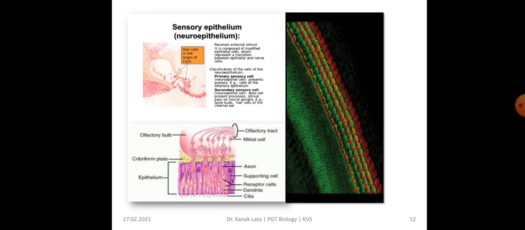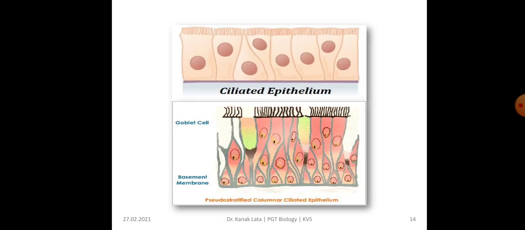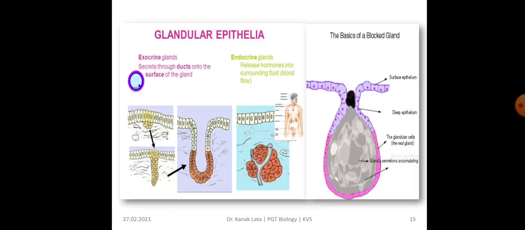Here you can see the sensory epithelium. This is the germinal epithelium. This is the ciliated epithelium. You can see here the presence of hair-like structures on the outer surface. Here it is glandular epithelia. As I have told you, it is folded inward. So you can see here there is folding inward, and why does the folding take place? It is taking place for secretion.